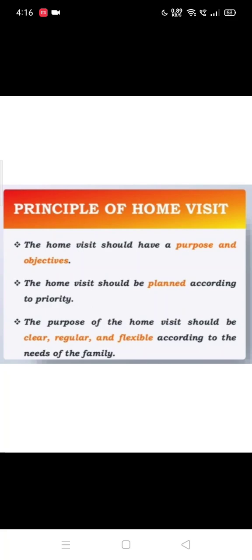The next is the purpose of the home visit should be clear, regular, and flexible. What is the purpose? It should be clear, it should be regular, as well as it should be flexible. It should not be rigid.